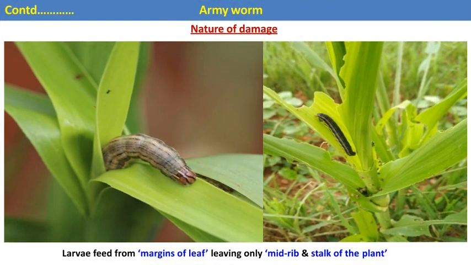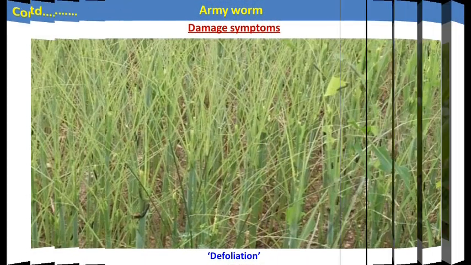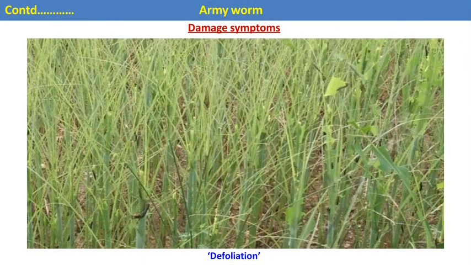Then these are the feeding symptoms produced due to the feeding of the caterpillar of this pest. The larvae feed from the margin of the leaves, leaving only the midrib and stalk of the plant. In case of severe infestation, the plant is completely defoliated. It means that defoliation takes place.